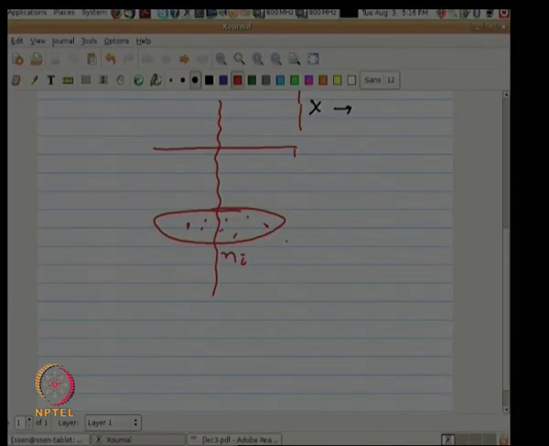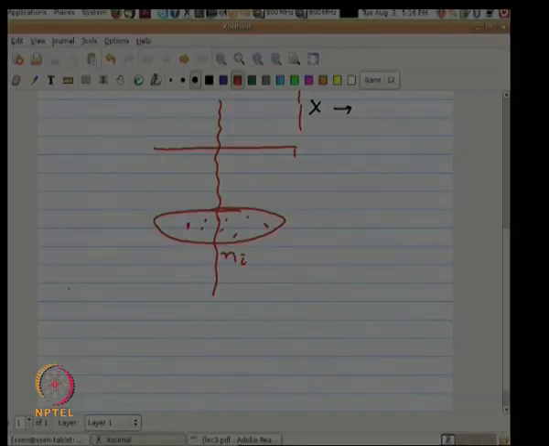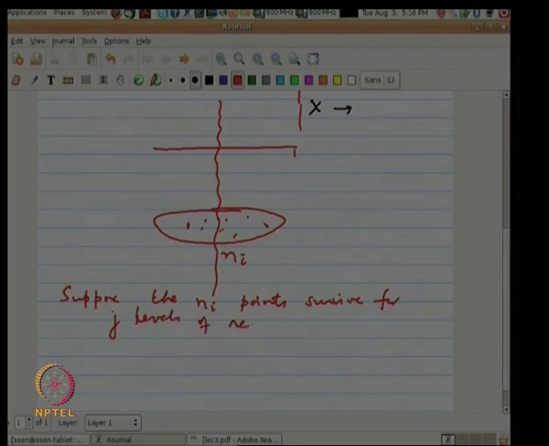Remember that a median line splits a point set into two halves, more or less equal halves. So, if this has n I points, how long can these not be split up? Right. So, essentially what we are saying is that suppose the n I points survive for j iterations or j levels of recursion, let us say. Right. So, what can we claim about this j?